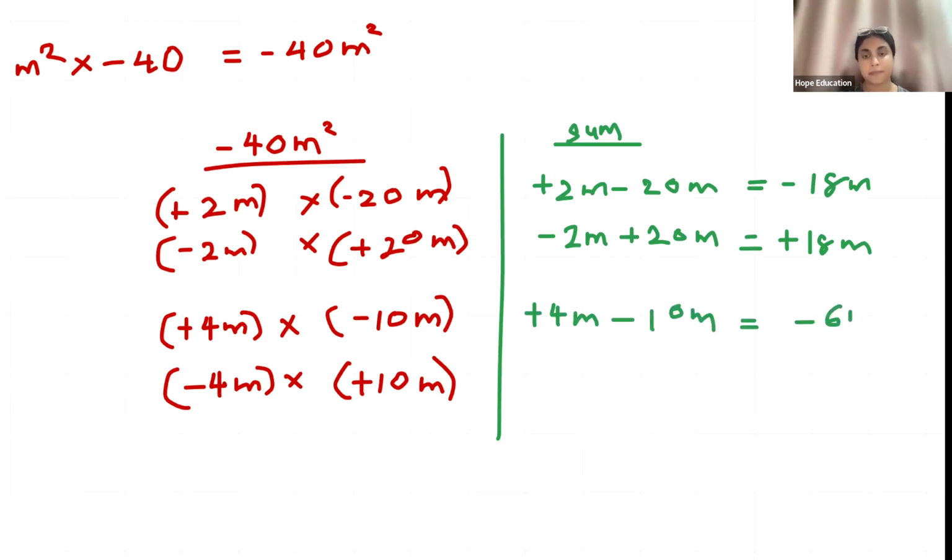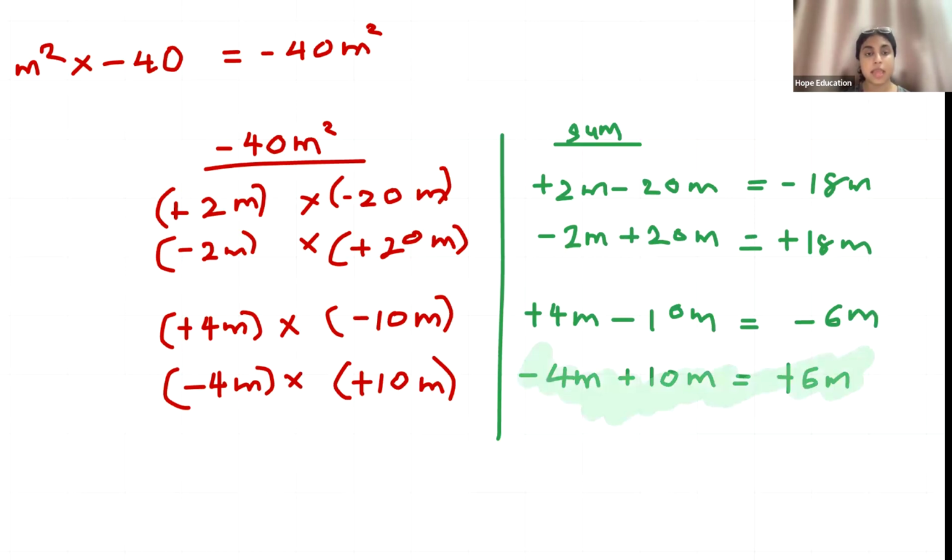Minus 4m plus 10m. We get plus 6m. This is absolutely the one. Because, sorry, minus 4m plus 10m. Because that gives plus 6m. And that is exactly what we want here.